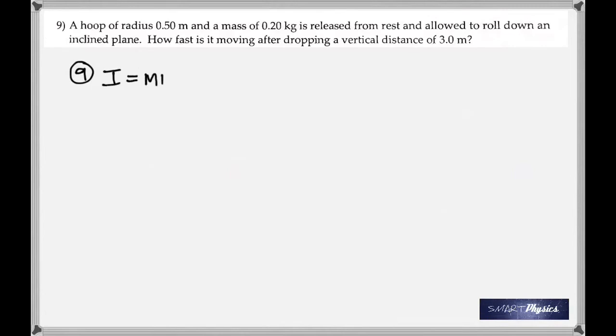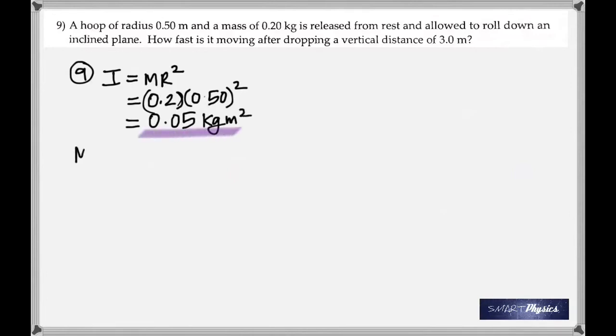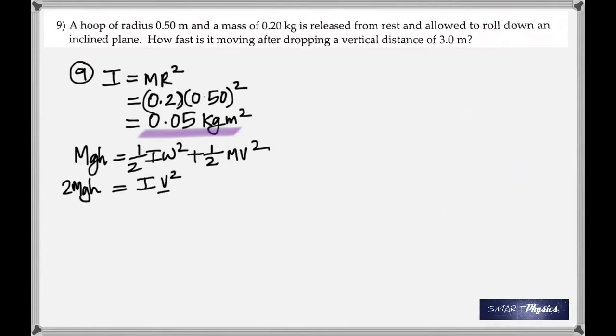First, we have to find the rotational inertia of a ring, which is a hoop, given by mr squared. And once you get the rotational inertia, apply the conservation of energy as before. The potential energy at the top is equal to the sum of the rotational kinetic energy and the translational kinetic energy. Again, multiply all terms by 2 and substitute for omega as V by R.